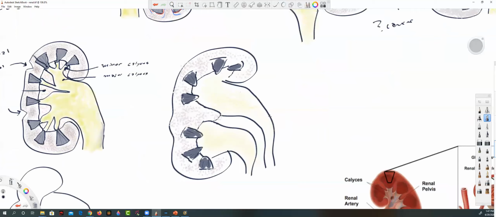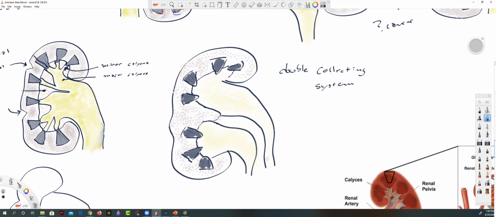The last one for now is a double or dual collecting system. So this can happen, and this is probably somewhere in the realm of an incomplete fusion as well. But double collecting systems do occur. They're not actually unusual.